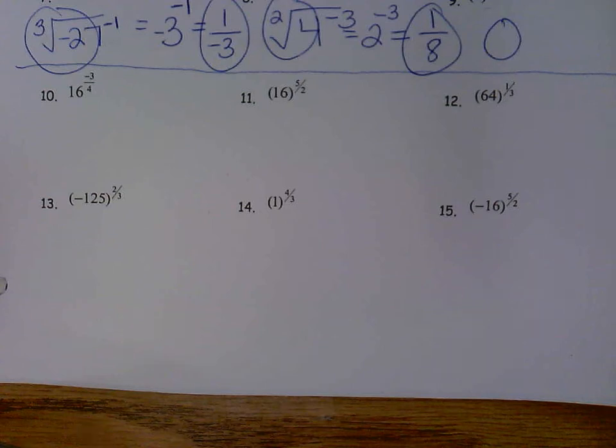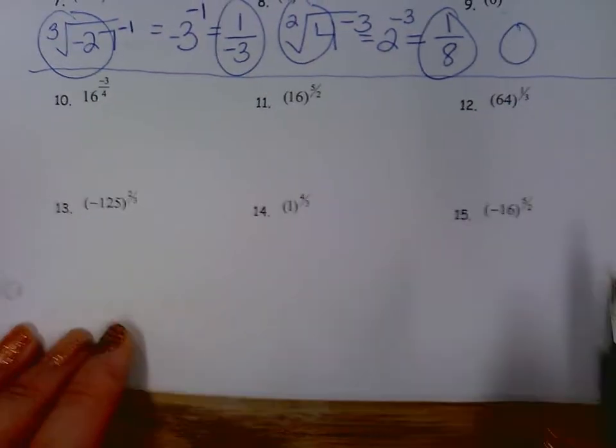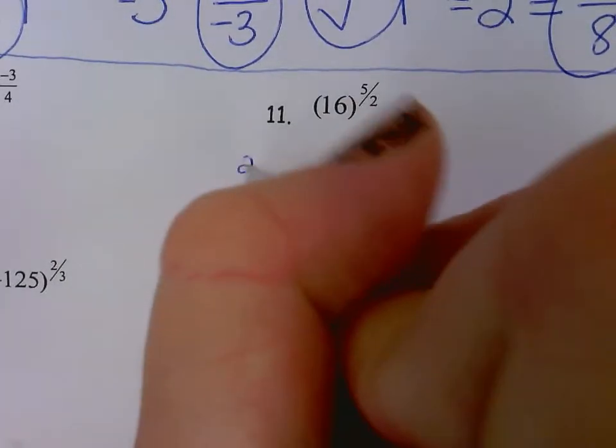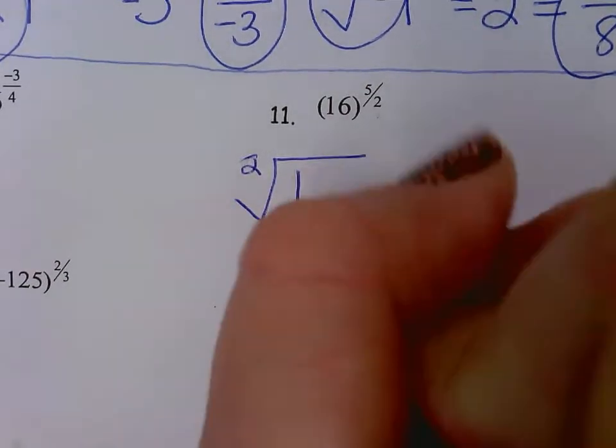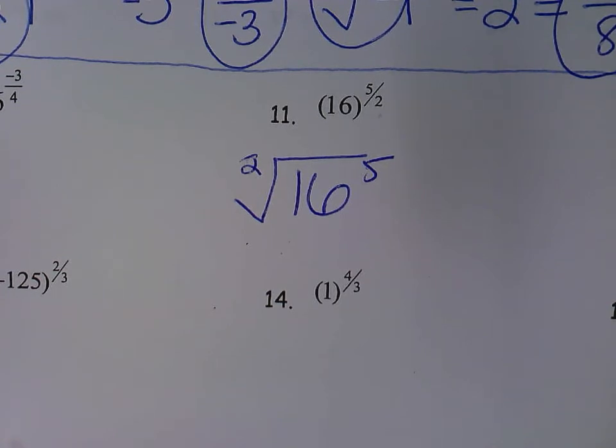And so what you do when you're looking at a fractional exponent, I'm going to start with an easier one. I'm going to start with number 11. So the 2 is the denominator, right? So the denominator goes outside of a radical, and you keep the other part as 16 to the 5th power. So the numerator is the power. The denominator is the index of your radical.